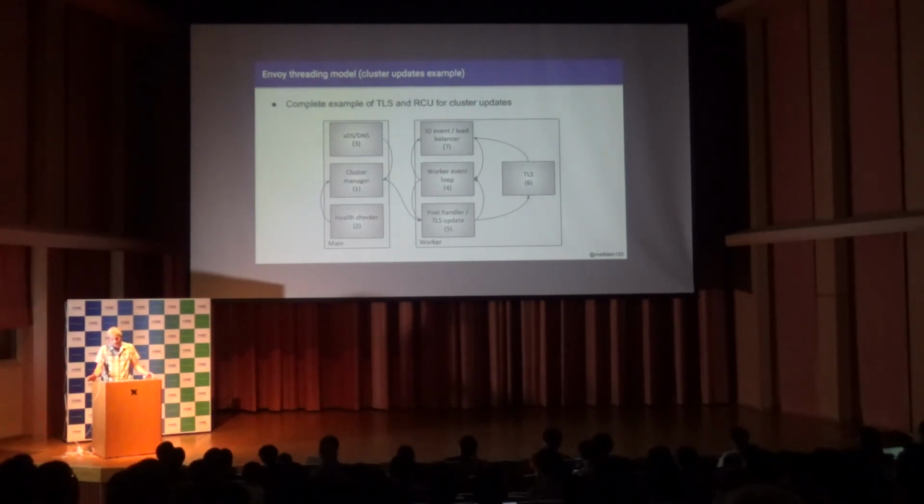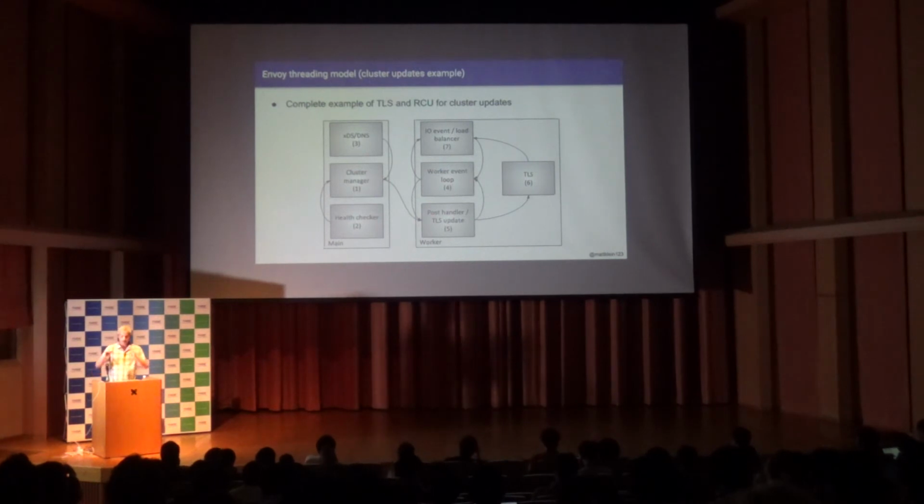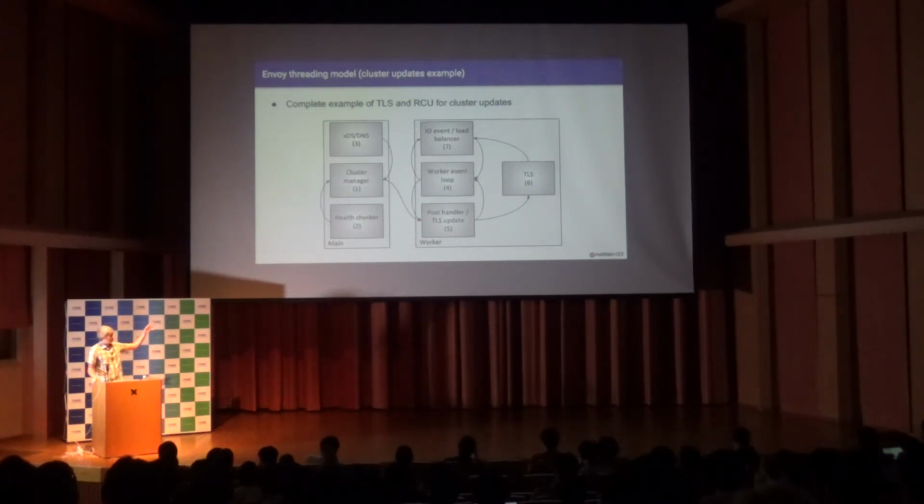So if either there's a health checking change or a config change, on the main thread, Envoy will build a new host set. And then it'll post that new host set, which is really a reference counted vector of hosts, over onto the worker event loop. And then at some point in the future, the post handler or the TLS update handler will run. Like I was saying before, if someone needs to read that data before the post gets there, that's fine. They will use the old data. If they read it after, they will get the new data. That's fine, eventually consistent. And then in 6, we've got this TLS process.